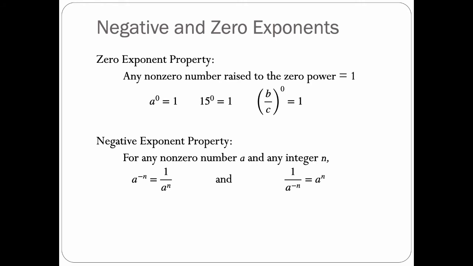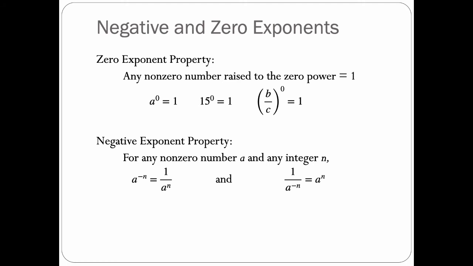Next, what we need to do is talk about negative and 0 exponents. Since we're doing division, we're subtracting exponents. You might run into some 0 exponents or some negative exponents. So the 0 exponent property: any non-zero number raised to the power of 0 is 1, no matter what you do. So a to the 0 is 1, 15 to the 0 is 1, b over c to the 0 is 1. Anything raised to the 0 power becomes 1.